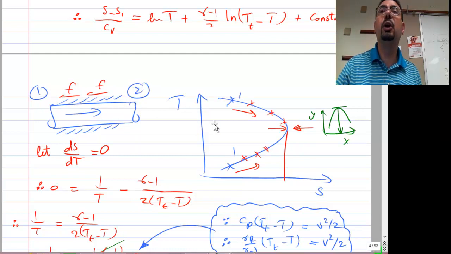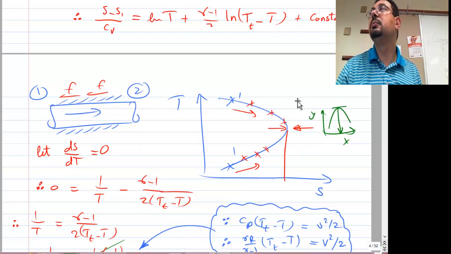So I'm starting at point 1. Let's say point 1 is like this guy. So my question is, where is point 2? Should it be to my right or to my left? To the right. Why? Because enthalpy is always positive. It can't go to the left.